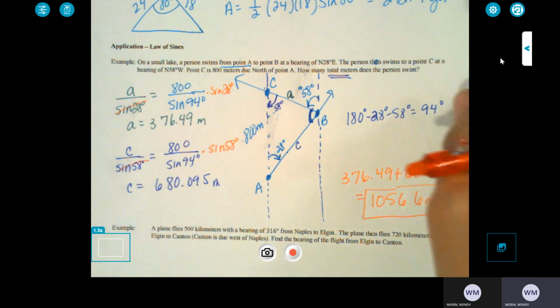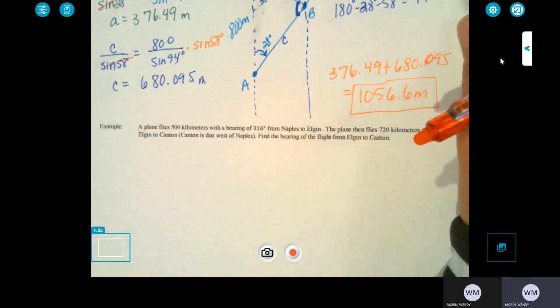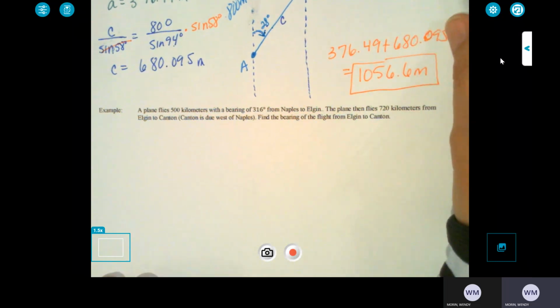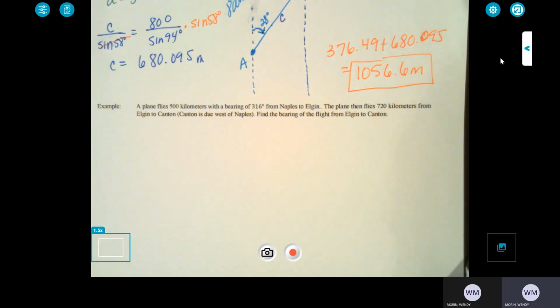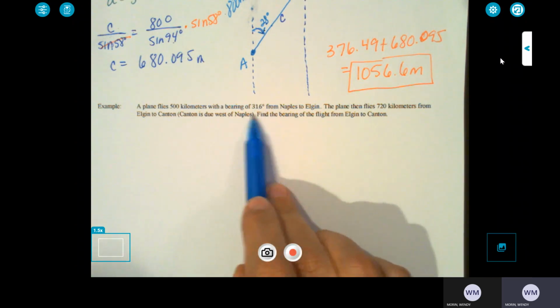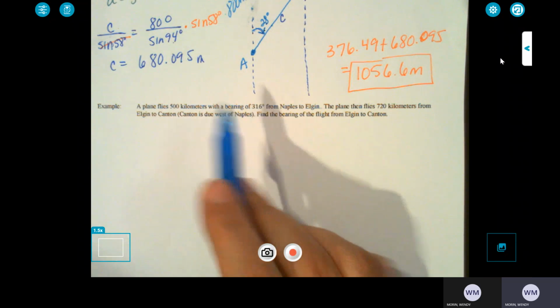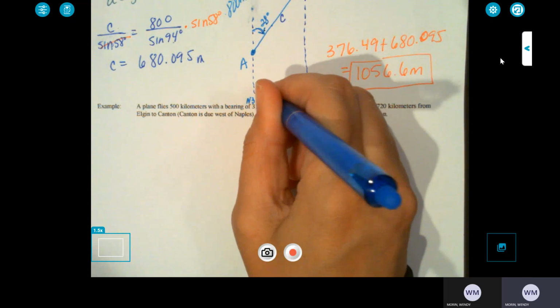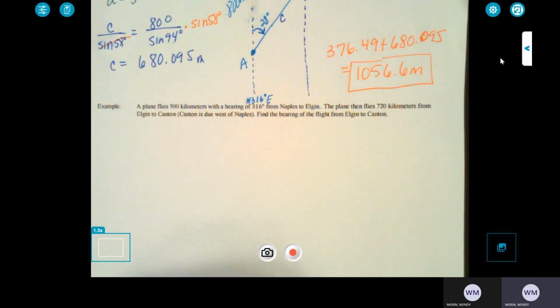Okay. All right, let's try another bearing problem. If you want to pause the video and see if you can draw the picture, so you can practice, that would be fine, and then you can come back. Okay, so it says a plane flies 500 kilometers with a bearing of 316 degrees. Well, it doesn't say what direction. So it's understood, if it doesn't say what direction, that it is north 316 degrees to the east. That's the standard bearing, north to east, like a compass.